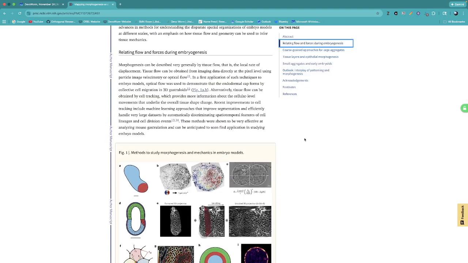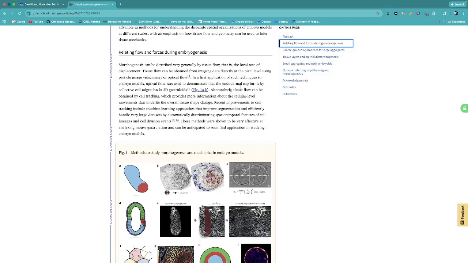They actually talk about flows and forces. So morphogenesis can be described very generally by tissue flow, that is the local rate of displacement. So this is due to growth or due to cell migration. Usually if you have more cells, you have more flow, you have more displacement, but not always. Tissue flow can be obtained from imaging data directly at the pixel level using particle image velocimetry or optical flow. In a first application of such techniques to embryo models, optical flow is used to demonstrate that the endodermal cap forms by collective cell migration in 3D gastruloids. I'm going to show you this in figure 1.